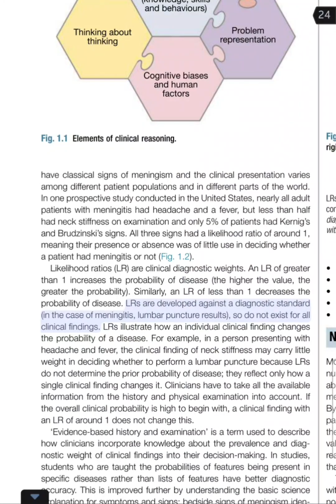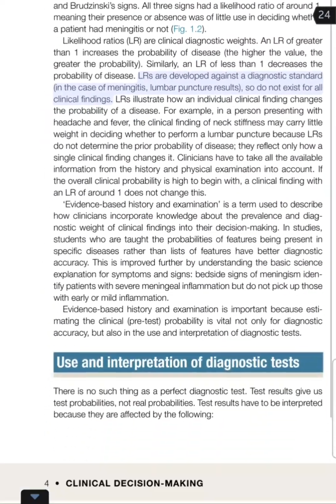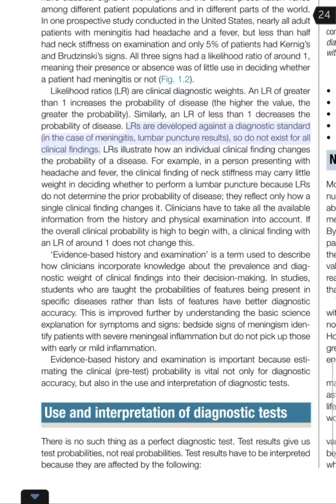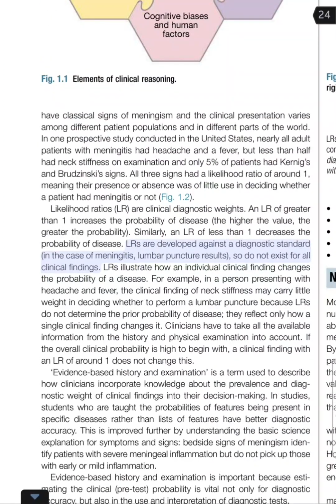LRs are developed against a diagnostic standard. In the case of meningitis, lumbar puncture results do not exist for all clinical findings. LRs illustrate how an individual clinical finding changes the probability of a disease.